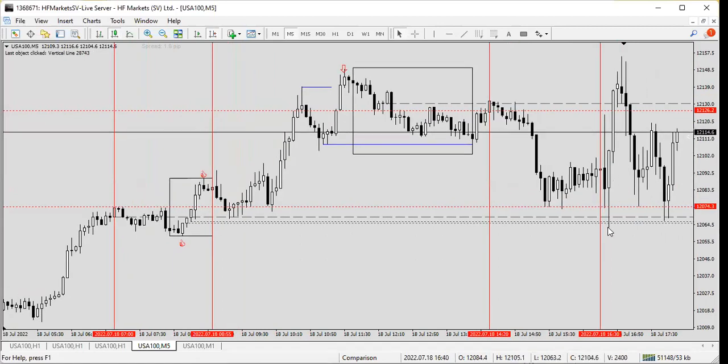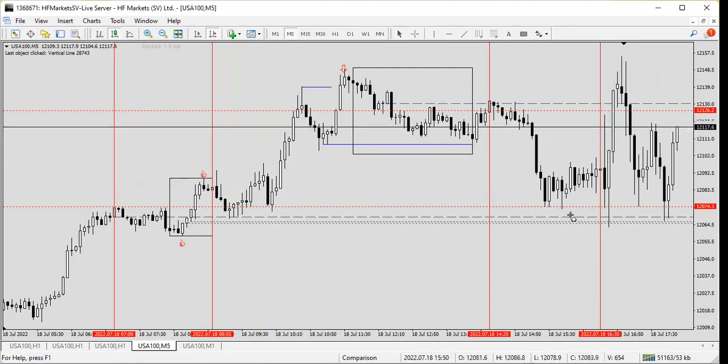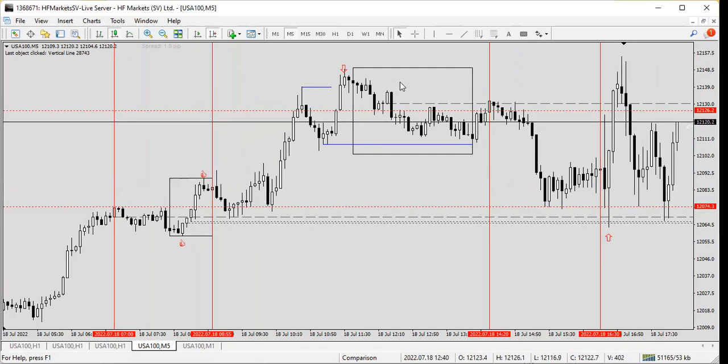9:30, market sweeps these, then runs higher. Where is it likely to run from here? Failure swings created before, let's even use here.